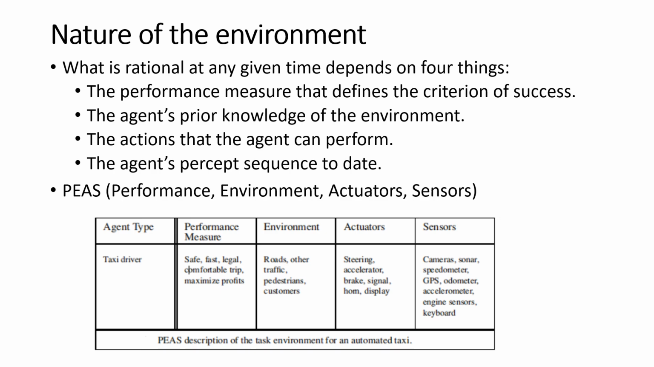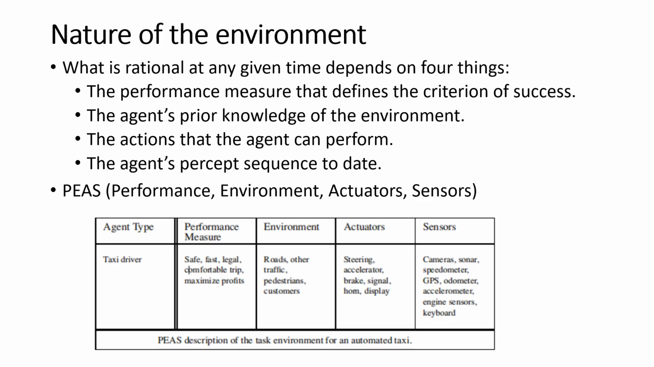So for example, if you are considering a taxi driver or self-driving car, then we can see the performance measure. We can consider safety, speed, comfort, profit as the performance measure. Then agent's prior knowledge, we can consider it as traffic rules, city maps. Then the actions that the agent can perform, we can consider as accelerate, brake, turn. Then agent's percept sequence to date, that means the traffic signal changed from green to yellow, yellow to red.